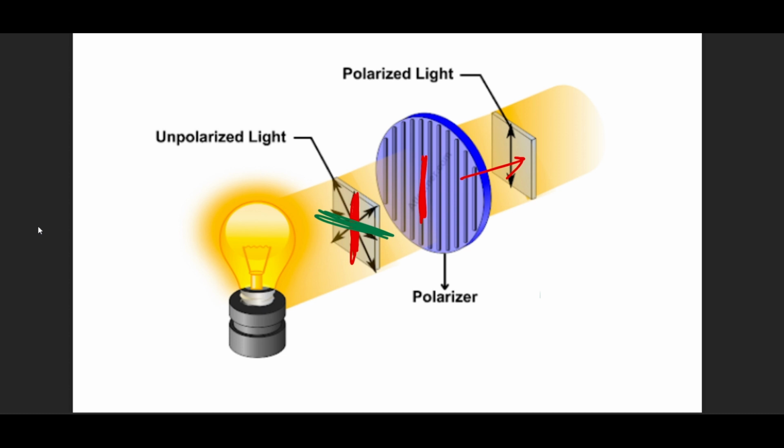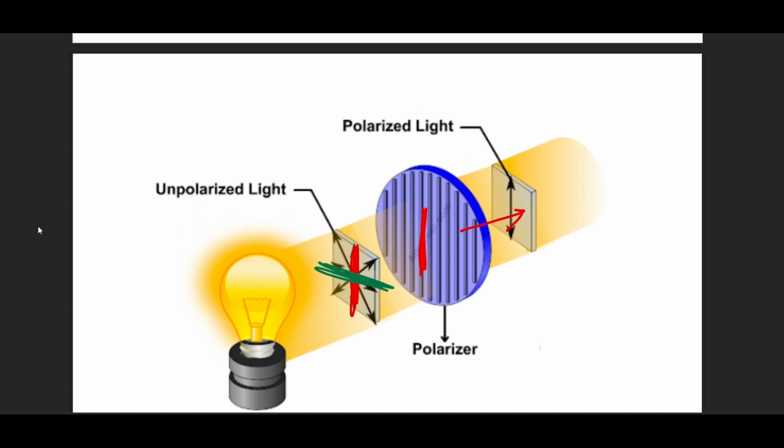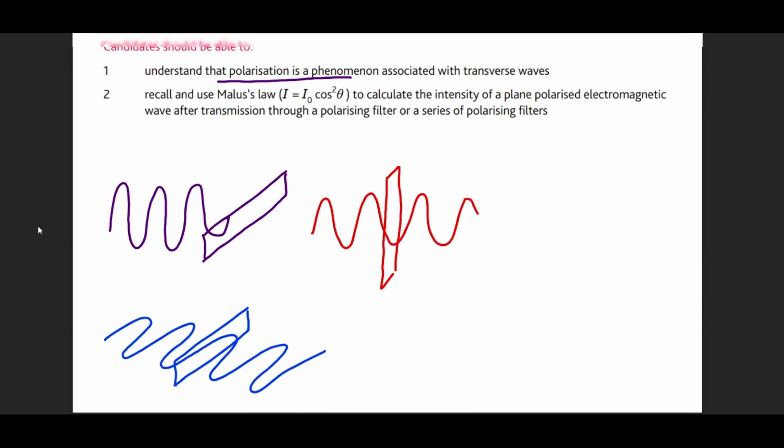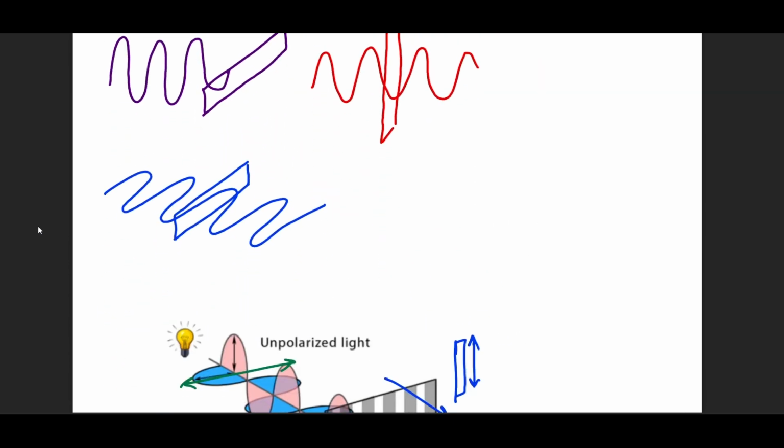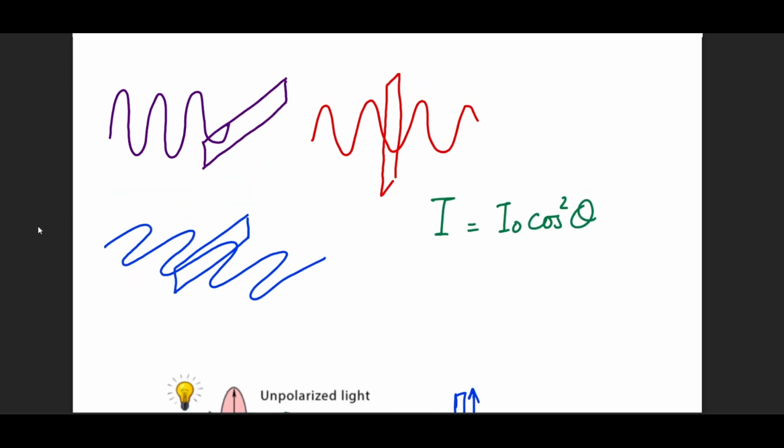Let's look at this in terms of the visualization, and let's look at the formula that we have to do. The formula is I equals I naught cos squared theta. What does that mean? Now what is I naught? I naught is the original wave that you've introduced to the filter, and I will be the wave that is actually coming out of the filter.